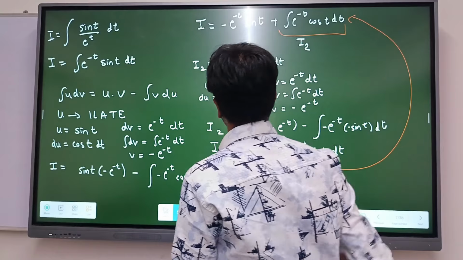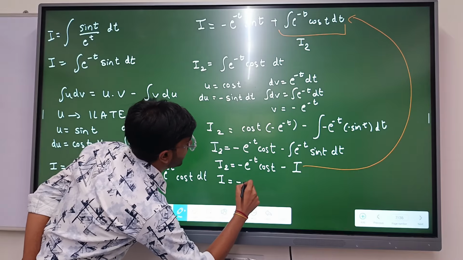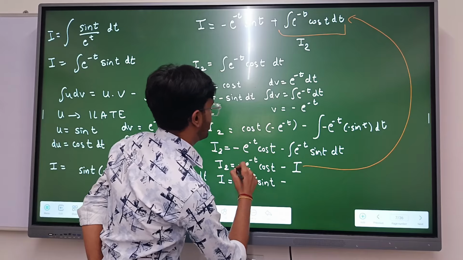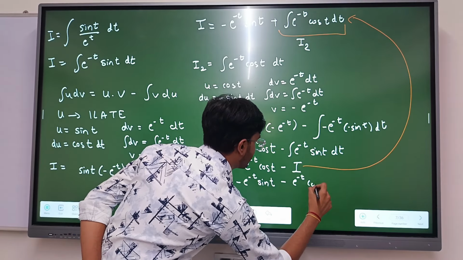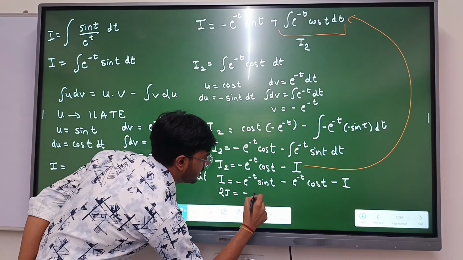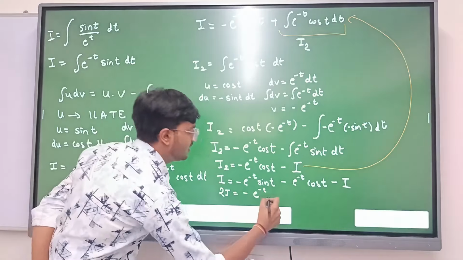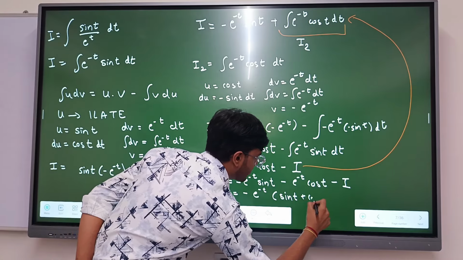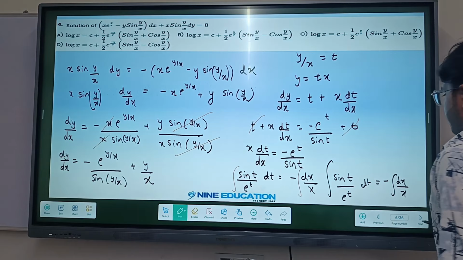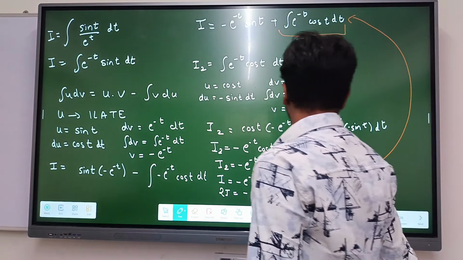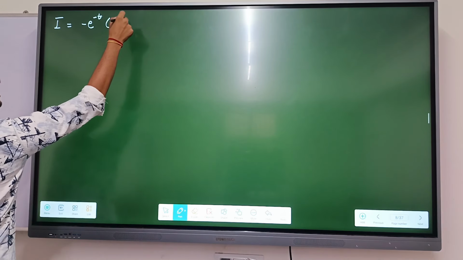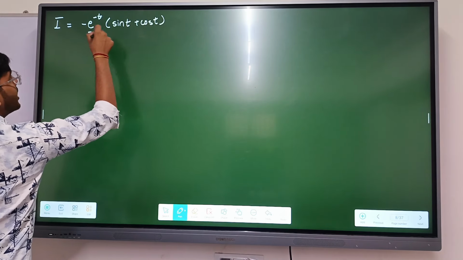Substitute that over here. So what will we get? I equal to minus e^(-t) sin t minus I2, which is minus e^(-t) cos t minus I. If I take I here, I plus I, 2I, equal to minus e^(-t) common, sin t plus cos t. So we got the I value. So what will be our solution? I value is minus e^(-t) times sin t plus cos t, divided by 2.